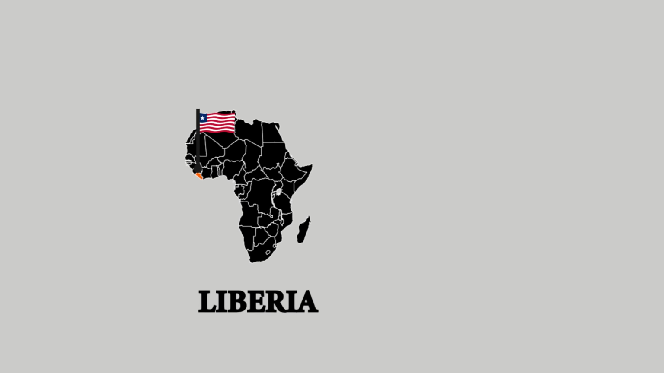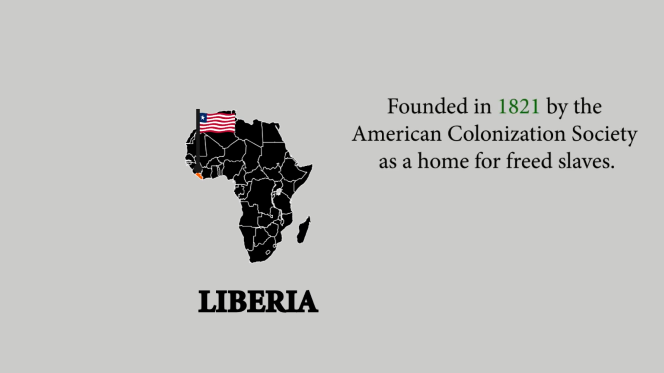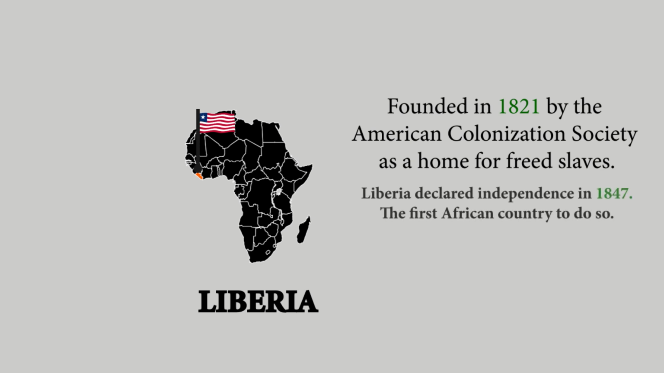Liberia. The Republic of Liberia is a country in West Africa with a fascinating history. It was founded in 1821 by the American Colonization Society as a home for freed slaves. Liberia declared independence in 1847, thus becoming the first African country to do so. The name Liberia is from the Latin word liber, which means free.